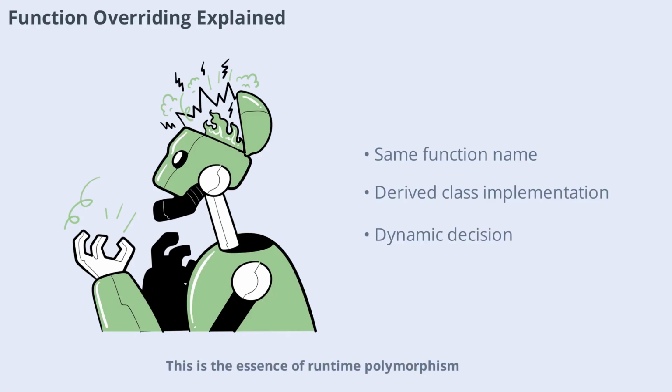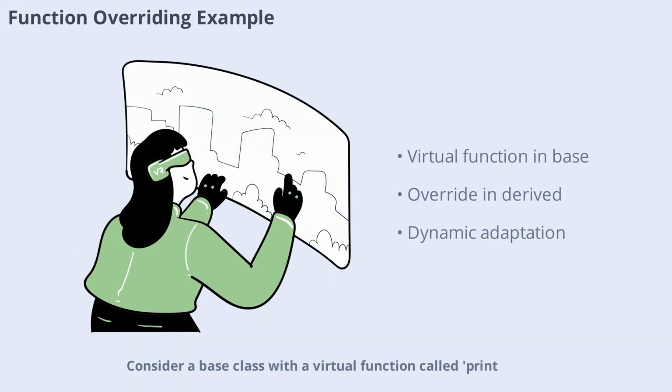This is the essence of runtime polymorphism, enabling your code to choose the correct function implementation based on the actual object type at runtime. Consider a base class with a virtual function called print. The derived class overrides this function with its own implementation. When you use a base class pointer to call print, the derived class's version runs. This demonstrates how runtime polymorphism lets your code adapt dynamically depending on the actual object being referenced.